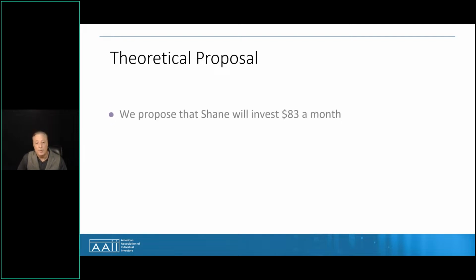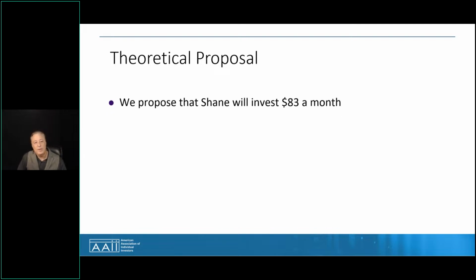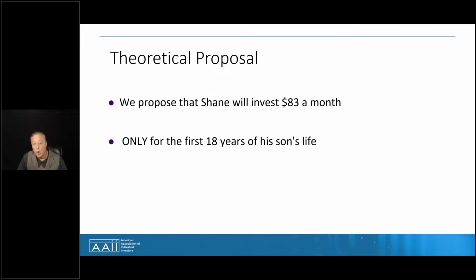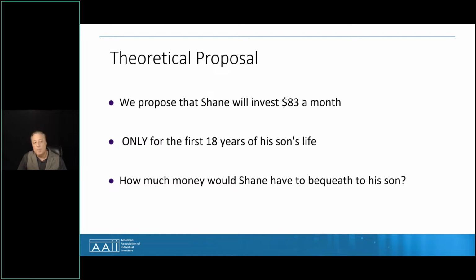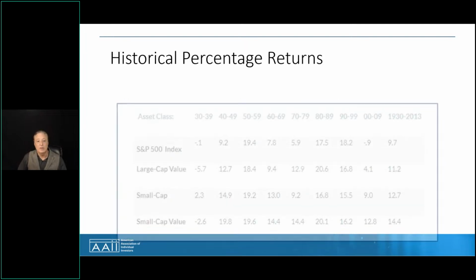So here's the proposal. We propose that Shane will invest $83 a month, only for the first 18 years of his son's life. How much money would Shane have to bequeath his son? Well, if you can answer that question, you should be doing the webinar, because we're missing one key ingredient. What are we missing? We're missing the anticipated percentage return on the investment or his trading. And that's really what this presentation is about.